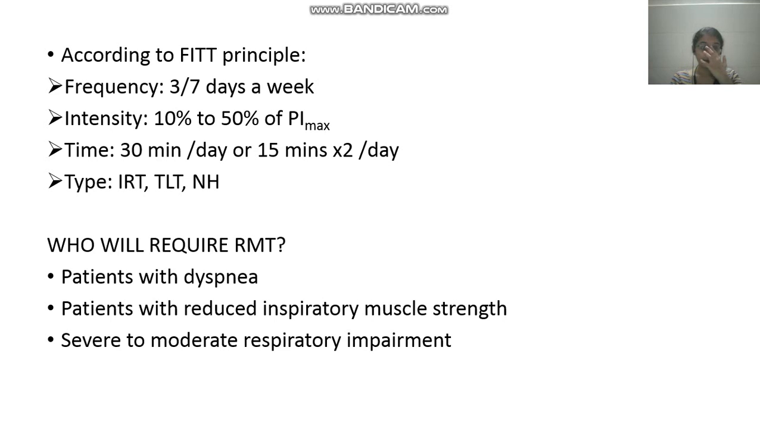For respiratory muscle training, the frequency will be 3 of 7 days. All resistive training, as we know, according to ACSM, should usually go 3 days in a week, with an intensity of 10% to 50% of your maximal inspiratory pressure. In a day it should be performed for at least 30 minutes continuously, or 15 minutes twice a day with a break. The type we all discussed: it can be inspiratory resistive, threshold loading, or normocapnic hyperapnea.